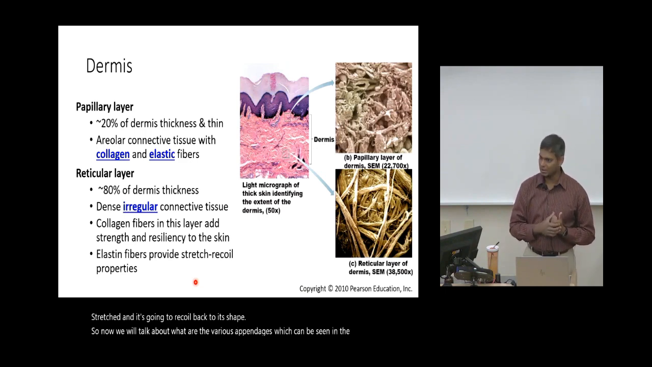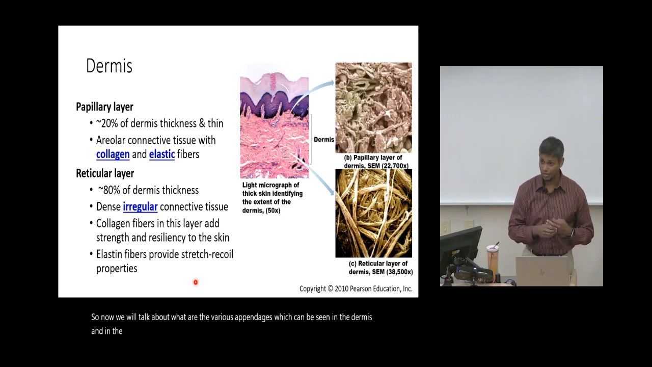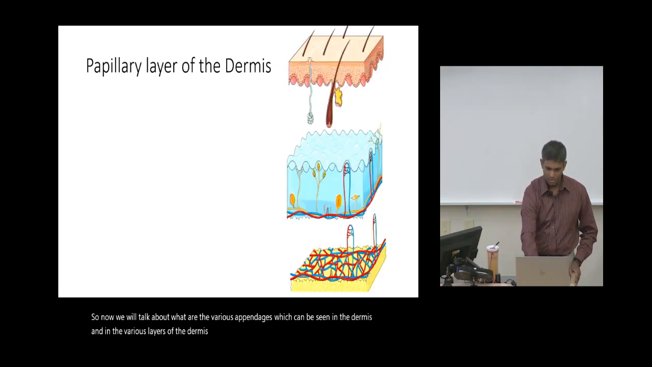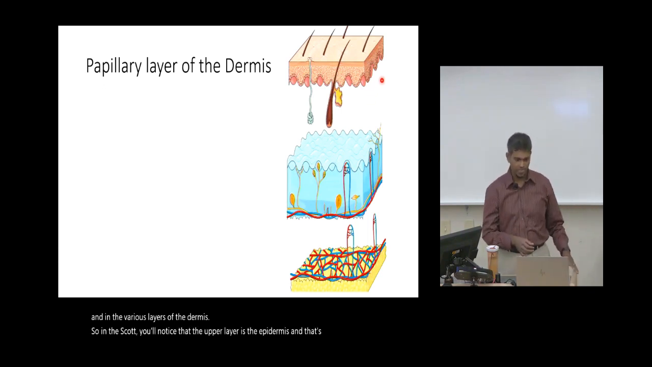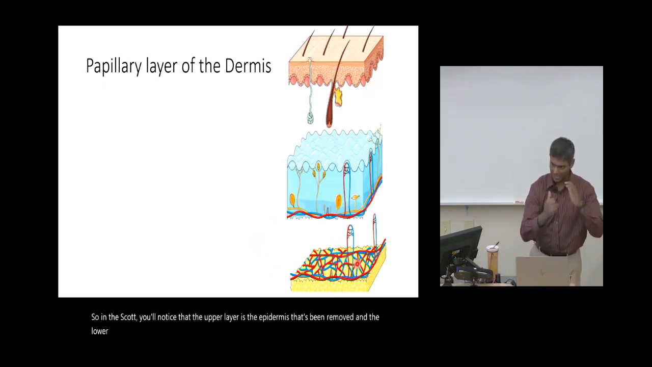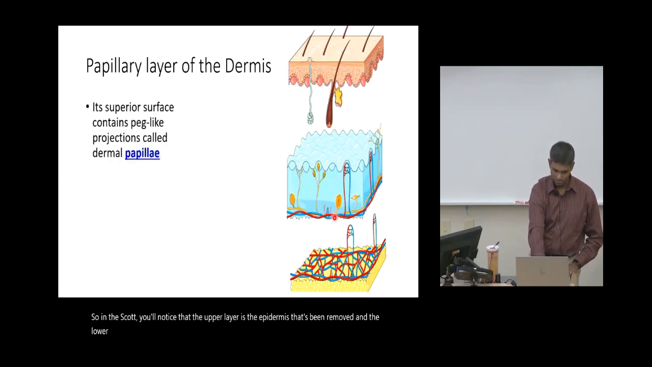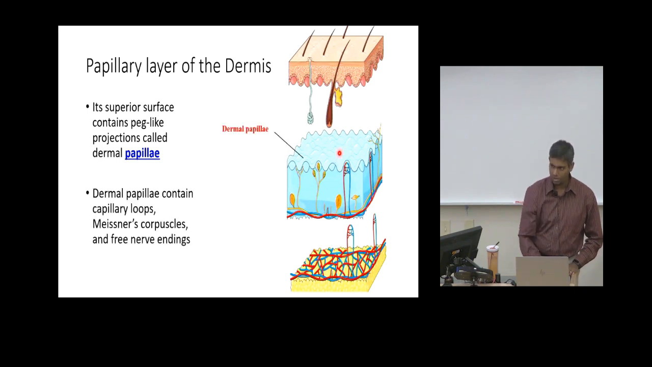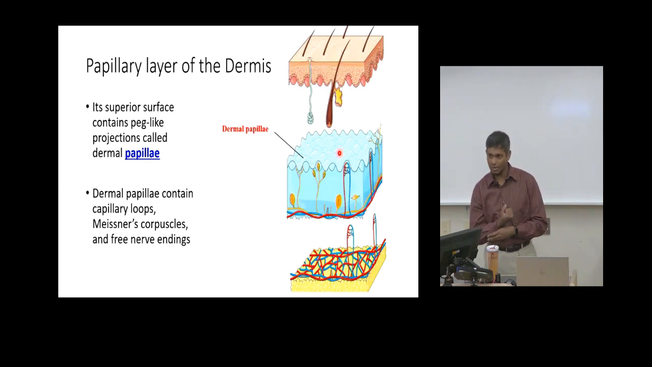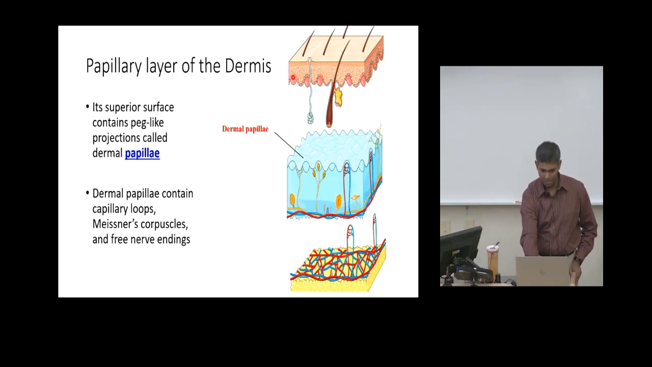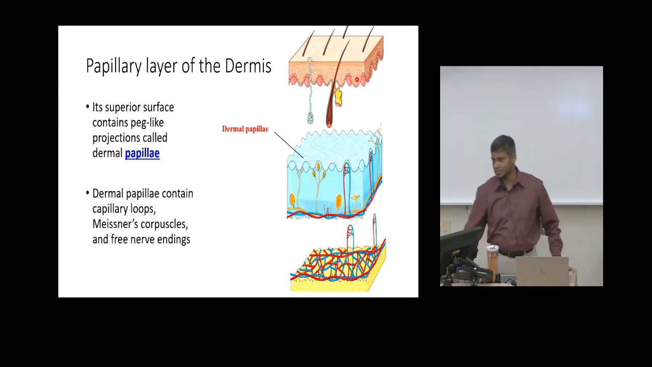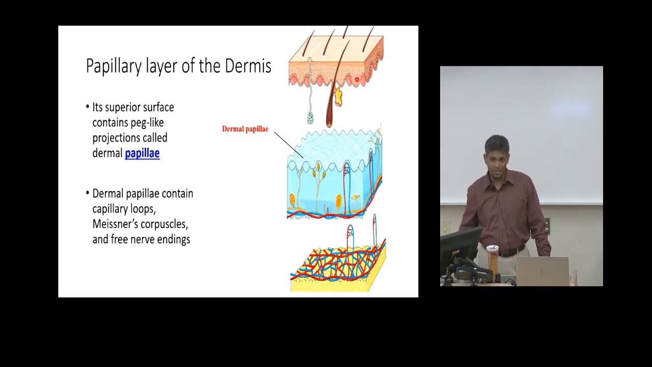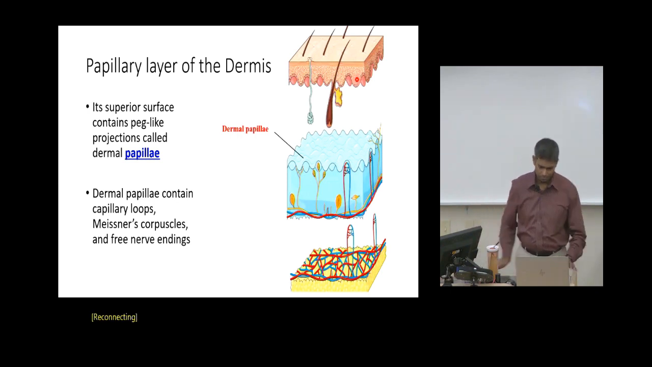So now we will talk about the various appendages which can be seen in the dermis and in the various layers of the dermis. In this cartoon, notice that the upper layer is the epidermis, and that's been removed, and the lower layer is the hypodermis, that's also removed, and we'll focus on the various components in the dermis shown here in blue.